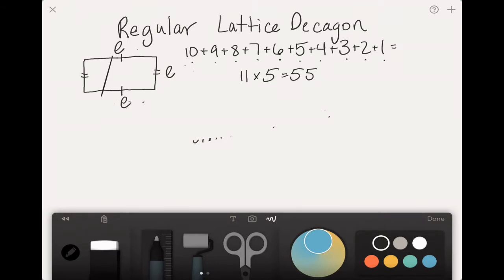So, what do we know now? We know that it has to be even. So, can we have a regular lattice decagon? We just calculated that the perimeter is 55. Can we fit those segments around a rectangular frame? No. So we cannot have a regular lattice decagon.